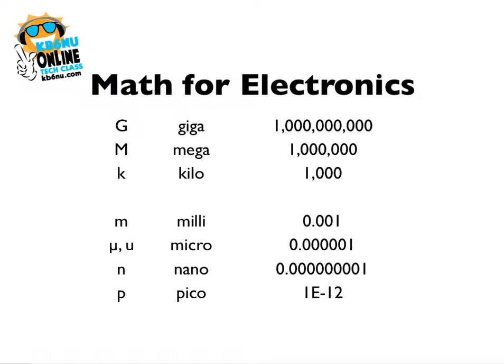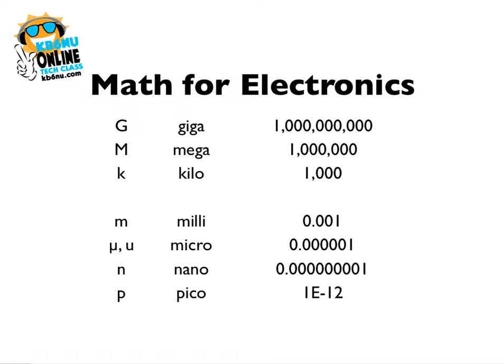Micro is the prefix we use to denote 1/1 millionth of a quantity. A microvolt, for example, is 1/1 millionth of a volt, or 0.000001 volts. The Greek letter mu stands for the prefix micro, so microvolt would be written mu, capital V.